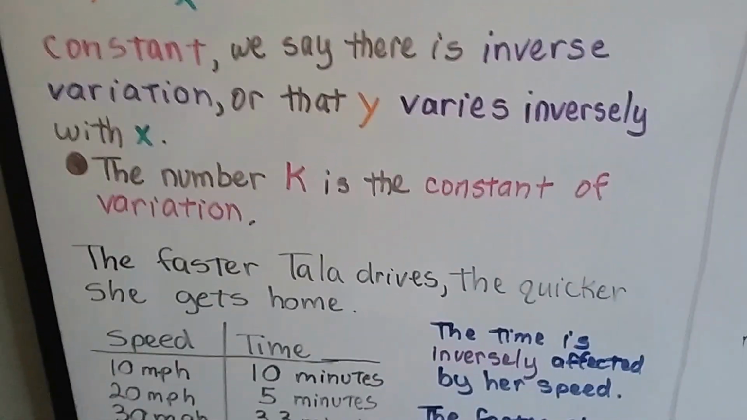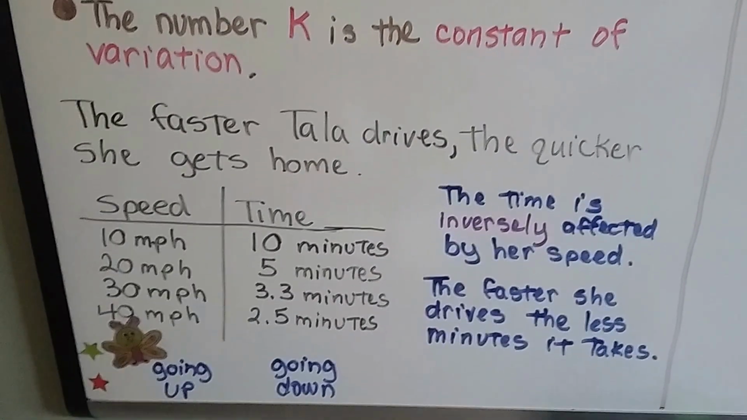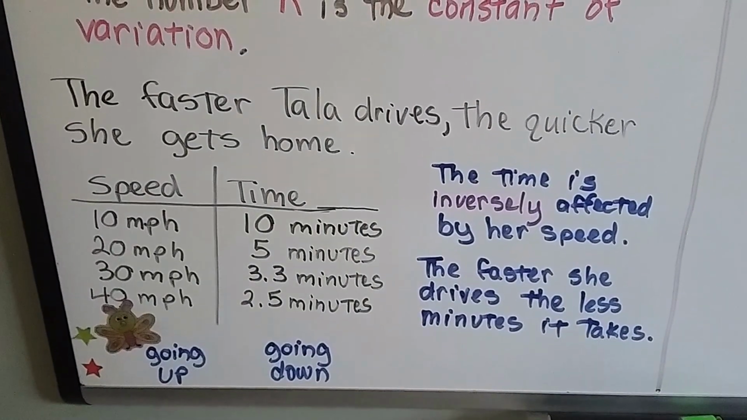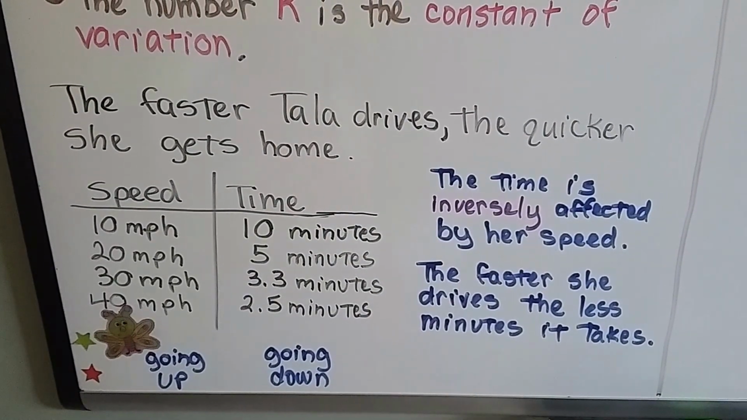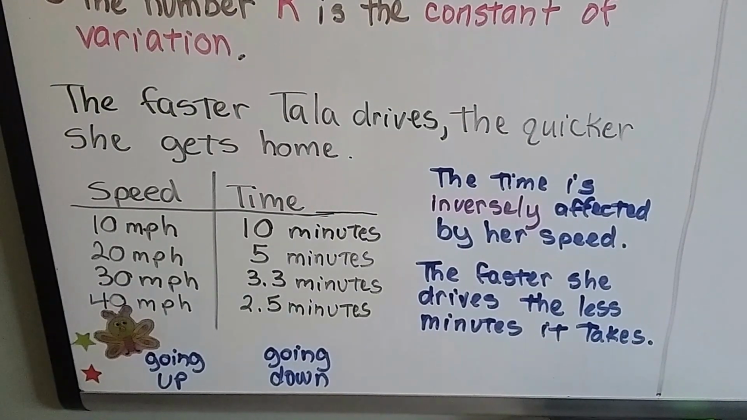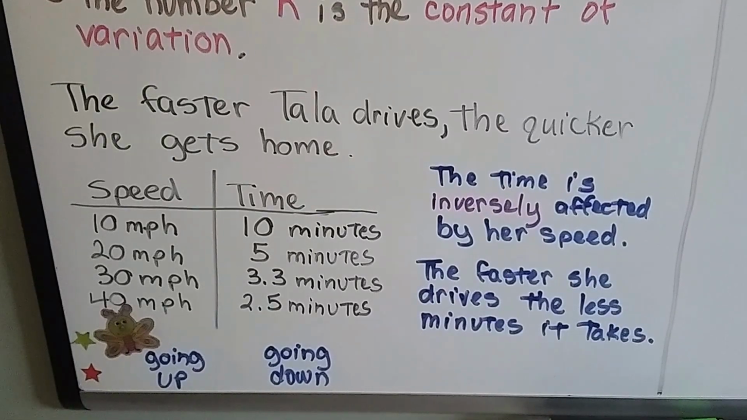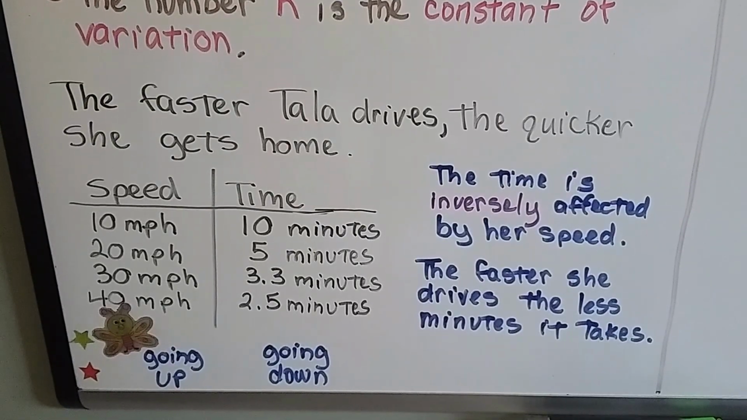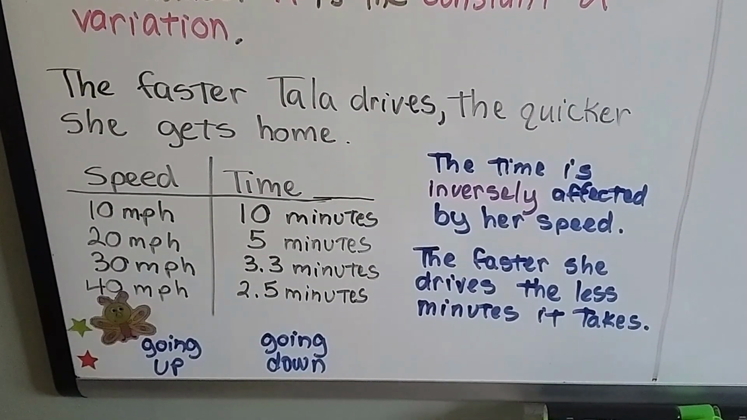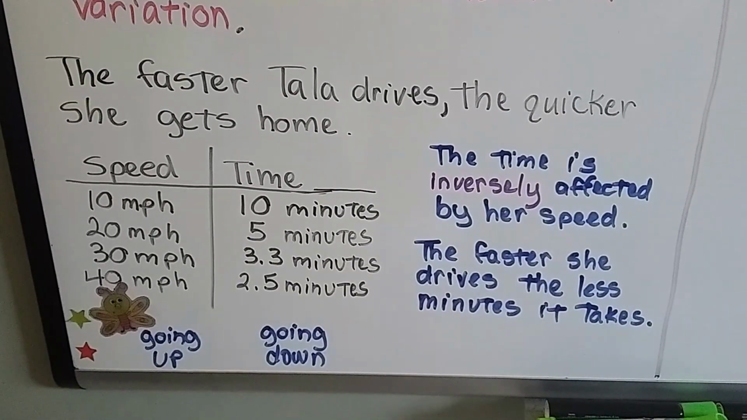So look at this. The faster Tala drives, the quicker she gets home. So if her speed is 10 miles an hour, she gets home in 10 minutes. If her speed is 20 miles an hour, which is doubled, her time is now cut in half to 5 minutes. If her speed is 30 miles per hour, she gets home in 3.3 minutes. And if her speed is 40 miles an hour, she gets home in 2.5 minutes. So the faster she goes, the shorter the time it takes. So the time is inversely affected by her speed.